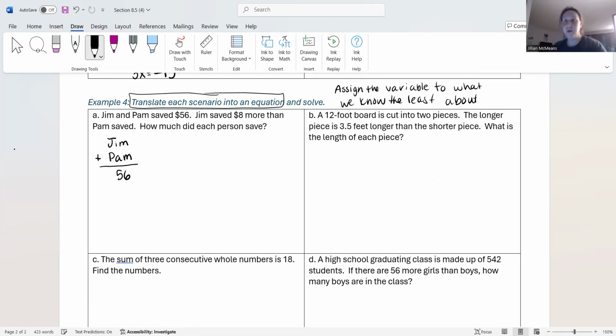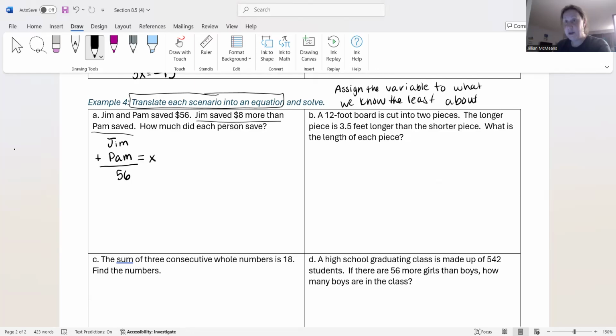So when we go back to the problem and we read for clues, we're going to have some information about one of the pieces and not really some information about the other piece. So we are told that Jim saved $8 more than Pam. We have a clue about how much money Jim saved. We don't really know much about Pam. So because I know less about Pam than I know about Jim, I'm going to say that Pam saved x dollars. Okay, so I'm assigning the variable to the amount of money that Pam saved.